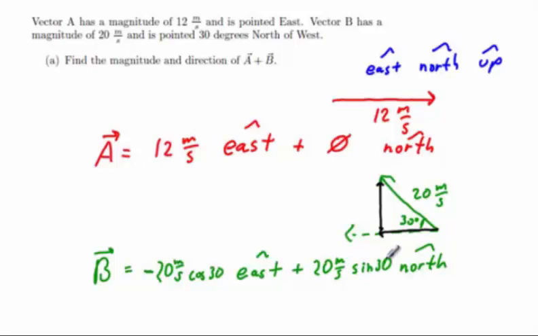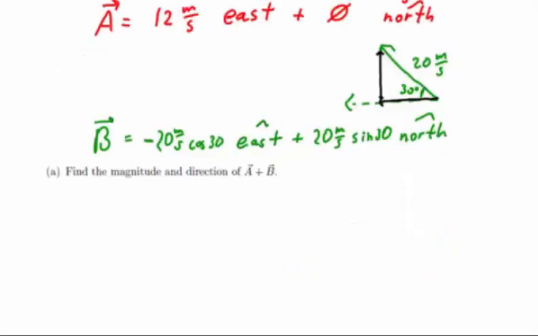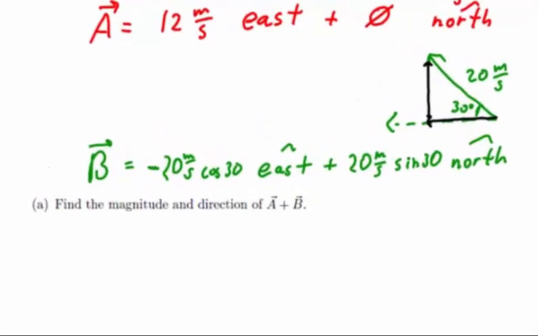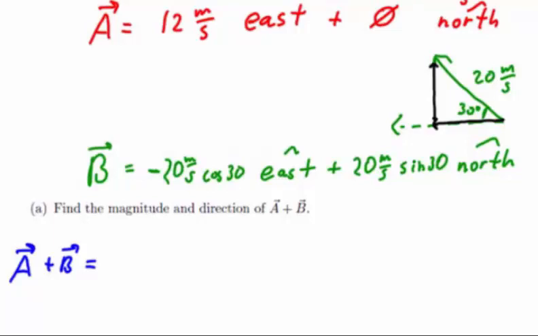Now that both vectors have been written in component format, it's easy for us to continue to either add, subtract, or do anything else we like with these vectors. Let's start with part A. Find the magnitude and direction of the vector A plus B. Well, before we proceed, we need to actually find the vector A plus B. The result will have an east component and a north component, and when we fill in the two amounts, we'll be able to specify the value of the vector A plus B.